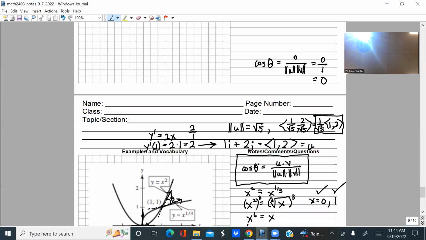Okay, so the cosine of theta is 0, which means theta is what? What's the first angle that has cosine 0? Pi over 2, right? So theta there is 90 degrees. There's your answer. So what was throwing you off, the undefined slope?